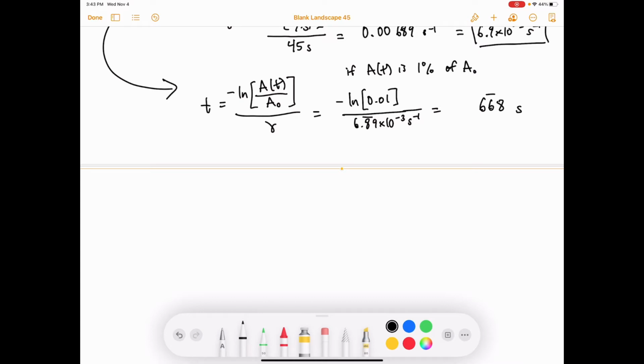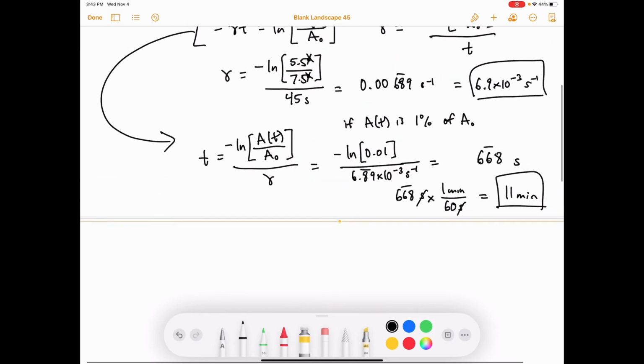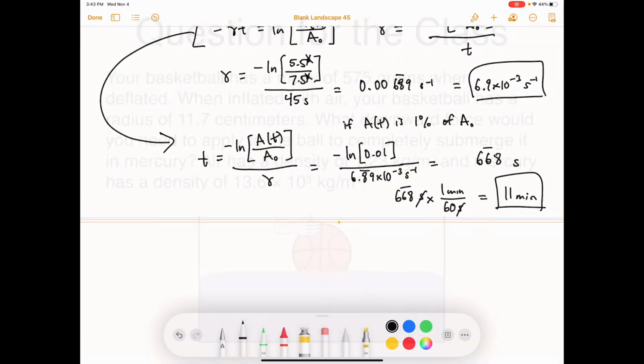So if we convert that to minutes, in every 1 minute, we have 60 seconds. So we're essentially dividing by 60, which gives us about 11 minutes. So it takes 11 minutes to reach 1% of the initial amplitude.